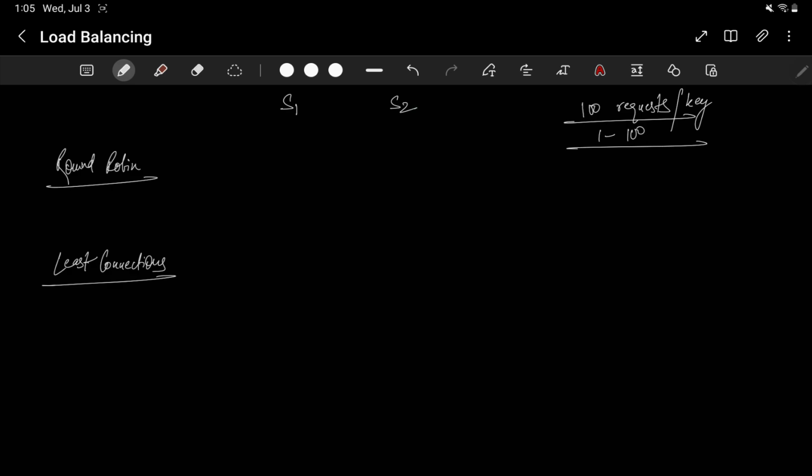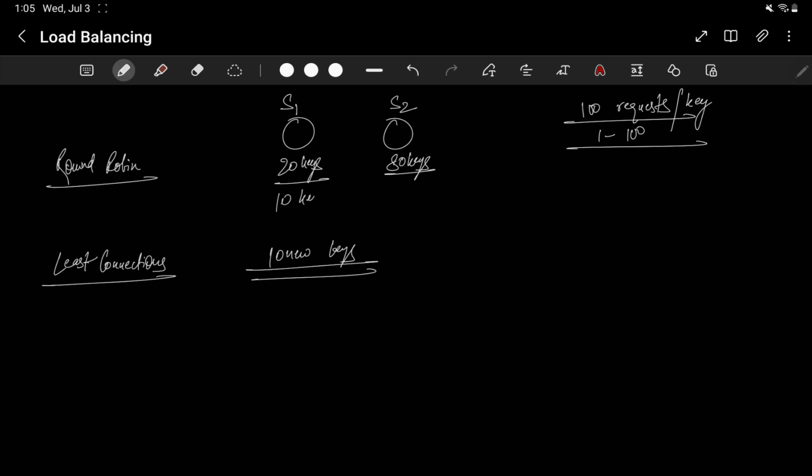Initially, server 1 has 20 keys to serve and server 2 has 80 keys to serve. Now let's say 10 new keys come. What happens in that case? All the 10 new keys will go to server 1 because it has the least number of connections. It has only 20, while the other has 80. Again 10 keys come, they will go there too. They will keep going there until it also has 80 keys, and then the load will be equal on both.